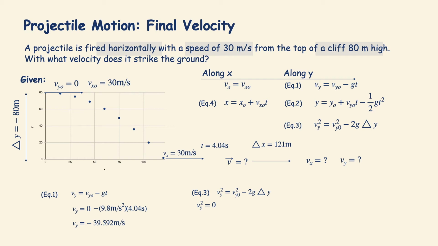So we're going to have Vy squared has to be equal to the initial velocity in the y direction, which was 0, minus 2 times 9.8, that was the value of g, times minus 80, which was the displacement given by the problem.